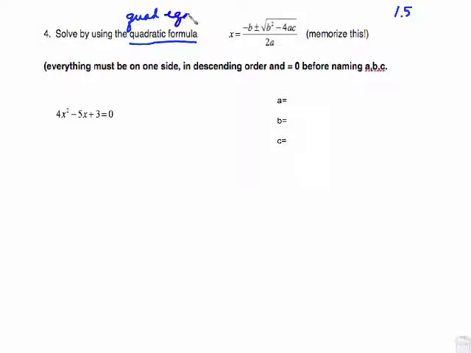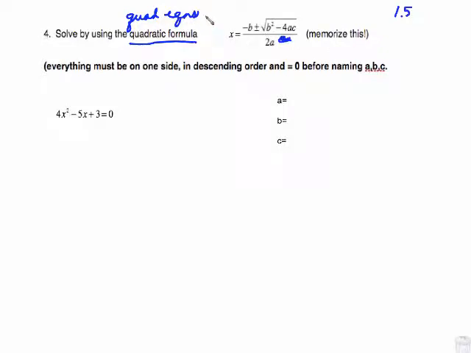And a quadratic equation is something in the form like this, 4x squared minus 5x plus 3. The formula is x equals negative b plus or minus the square root of b squared minus 4ac all over 2a, all over 2a, not just this part over 2a, but the whole thing over 2a. You need to memorize that. The quadratic formula is very powerful because it will work on any quadratic equation.